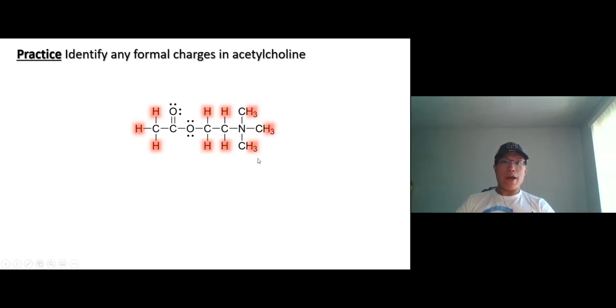Hydrogen with 1 bond. This is regular hydrogen, so the formal charge should be 0. But let's calculate real quick. Hydrogen, group 1, no dots, minus 1 line, total of 0. So all hydrogens here have 0 formal charge.